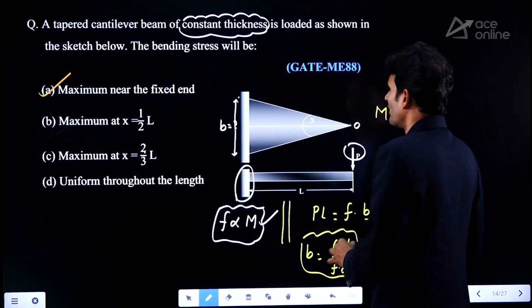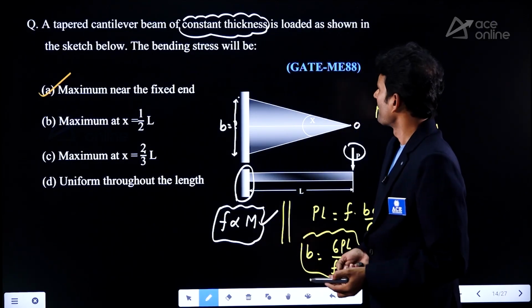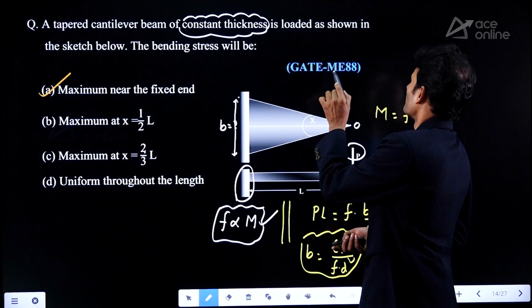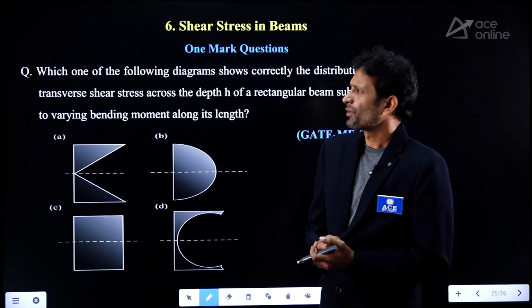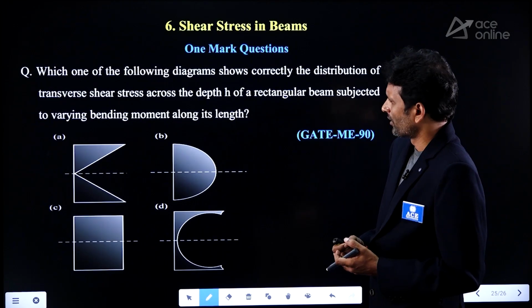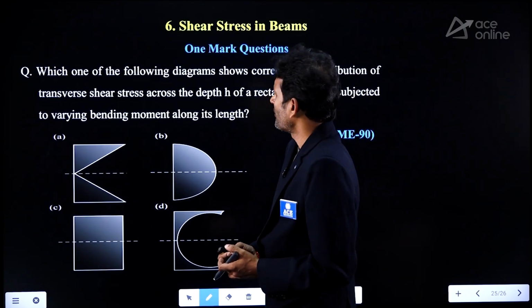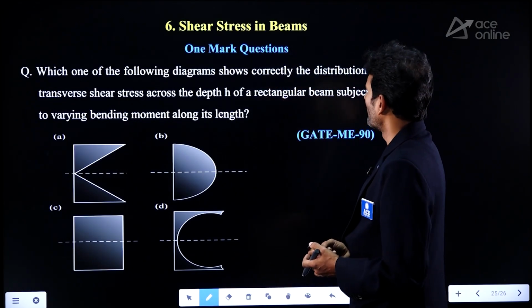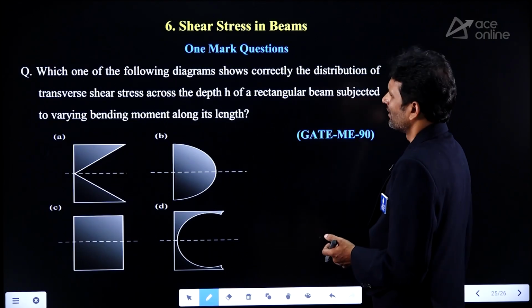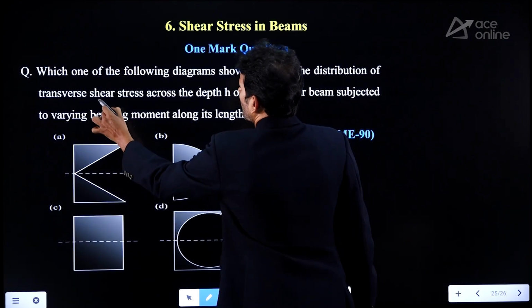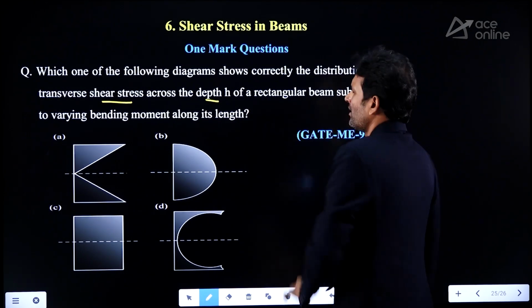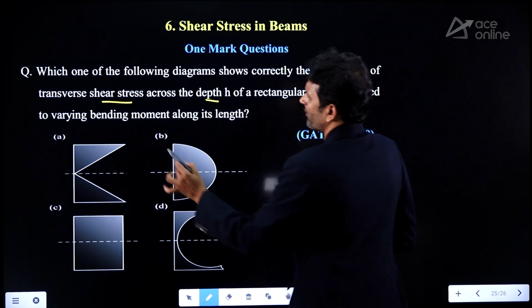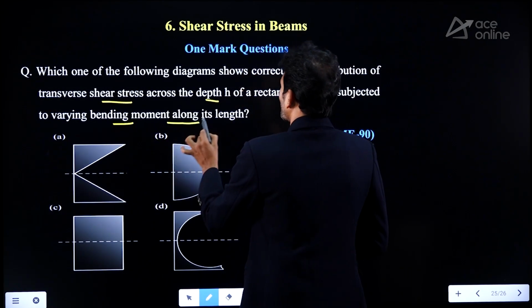This is the problem related to beams of uniform strength. Hope you are clear on this one. It is also given very long back. Now, this is the first question, a simple question. Read the question carefully. Which one of the following diagrams shows correctly the distribution of transverse shear stress across the depth H of a rectangular beam subjected to a varying bending moment along its length?